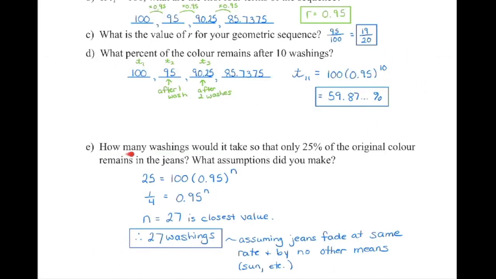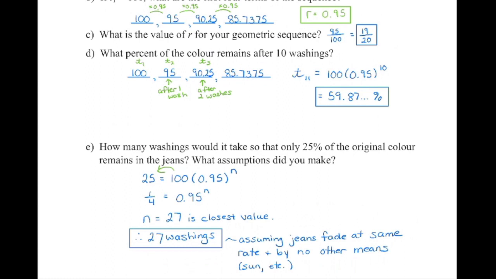How many washes would it take so that only 25% of the original color remains? This is what we want left at the end, so that is going to go in for T sub n. We started with 100%. So 25%, 100%. Now at this point, again, we're going to divide out that 100. 25 divided by 100 is going to give us a quarter. Is there a way that we can get the same base? You're going to see in this case we can't. In the next course you take, you're actually going to use logarithms to solve this. But at this point in time, you kind of have to guess and check.